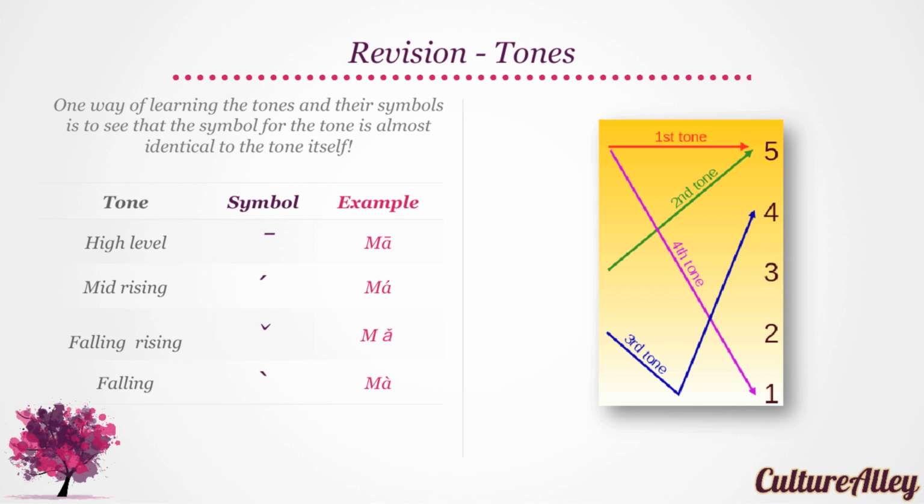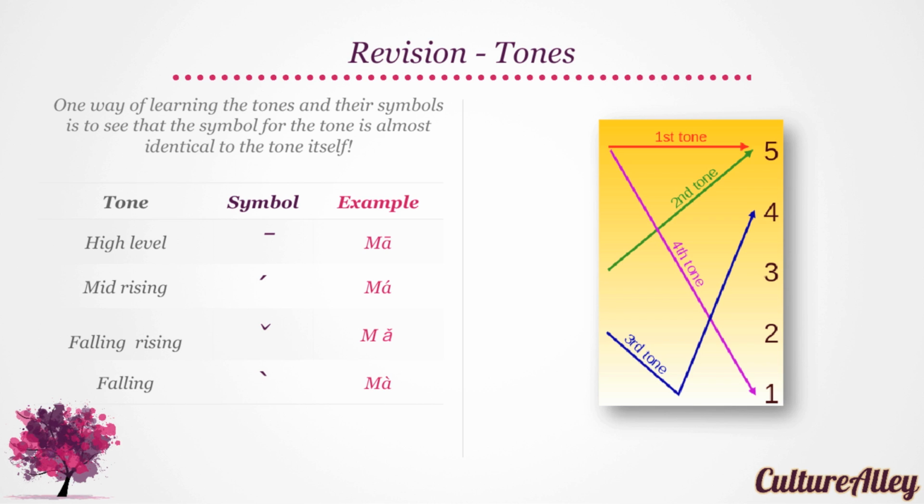The high-level tone is denoted by a high bar. And like its name, the mid-rising tone goes from the middle to the top. The V shape of the falling rising tone is indicative of its intonation. And finally, the falling tone has a downward slant, indicating the sharp fall that it usually takes.